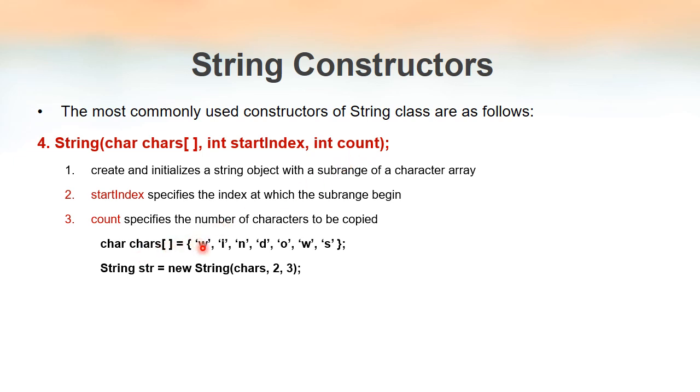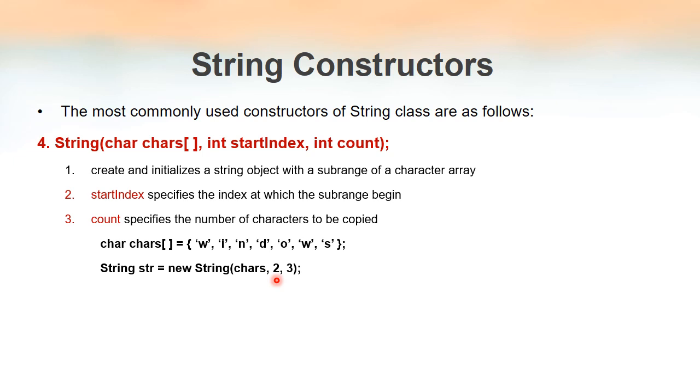See, I have a character array named cars, and the characters are windows, and I am using this constructor for creating the string. The string object name is str, and I have passed three parameters. The first parameter is the character array, that is this array, and the second parameter is the index number from which I have to start.